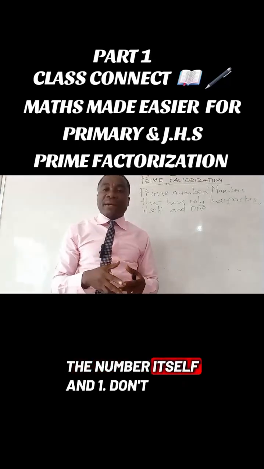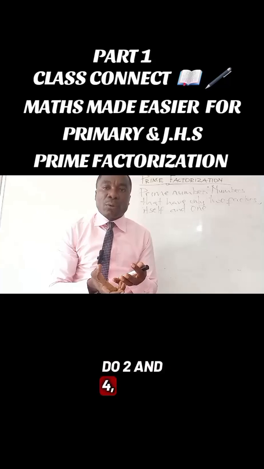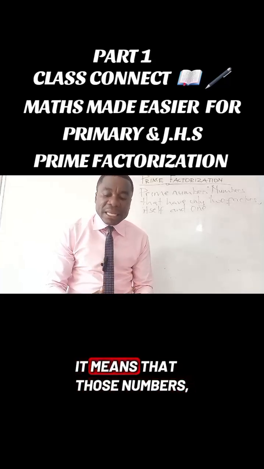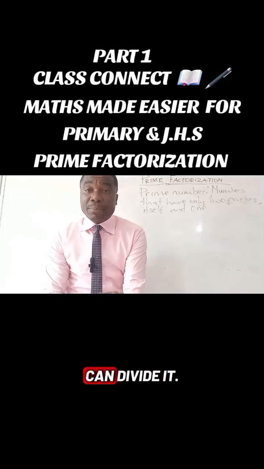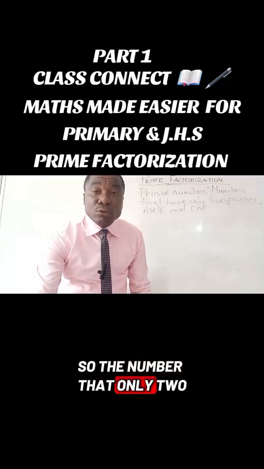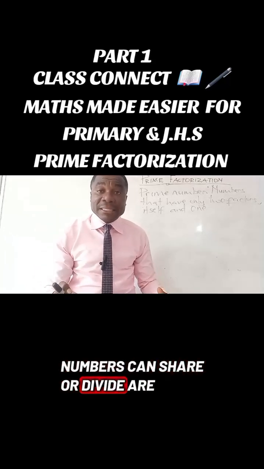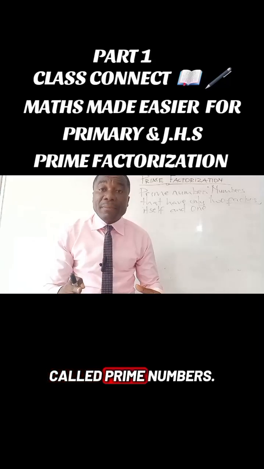The number itself and 1. Don't do chew and pull. Just get an understanding. It means that only two numbers can share or divide it. So the numbers that only two numbers can share or divide are called prime numbers.